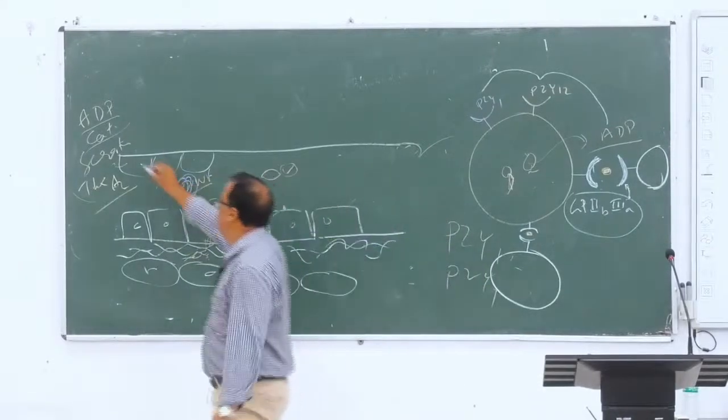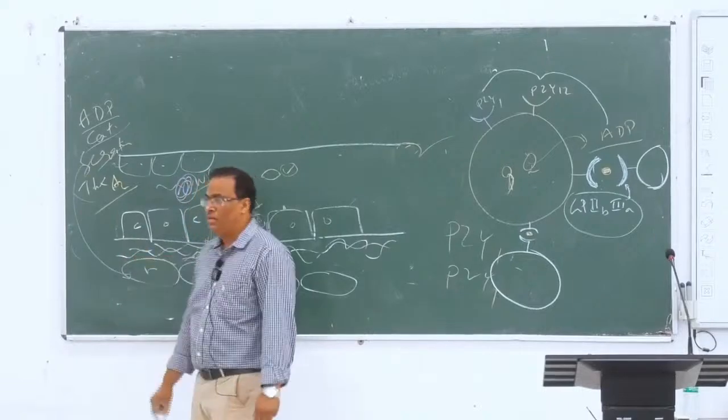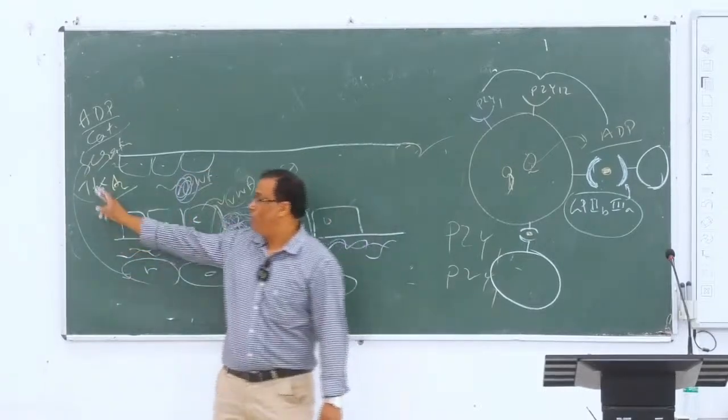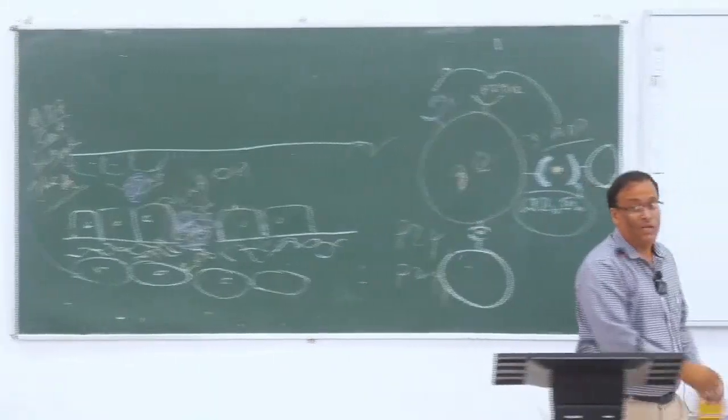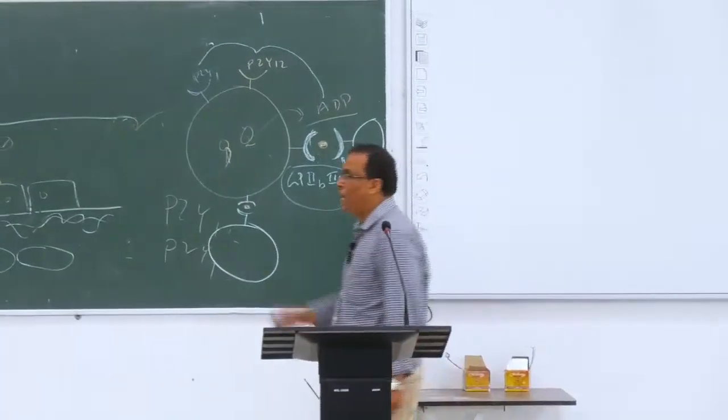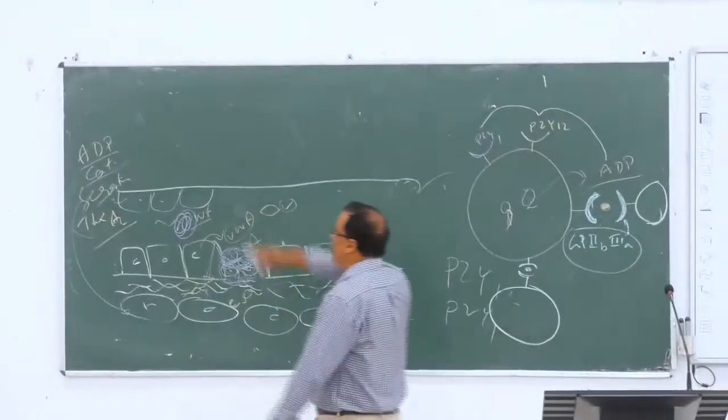What is the role of serotonin? Serotonin directly acts on the smooth muscle for contraction. What is the role of thromboxane? Thromboxane has two functions: one is vasoconstriction, another is platelet aggregation. It helps with platelet aggregation. So each and every one is helpful.